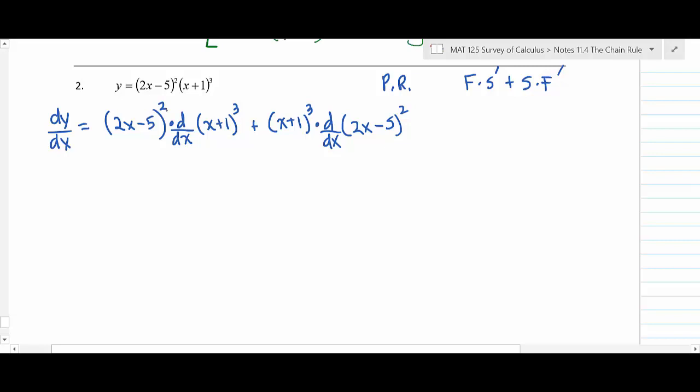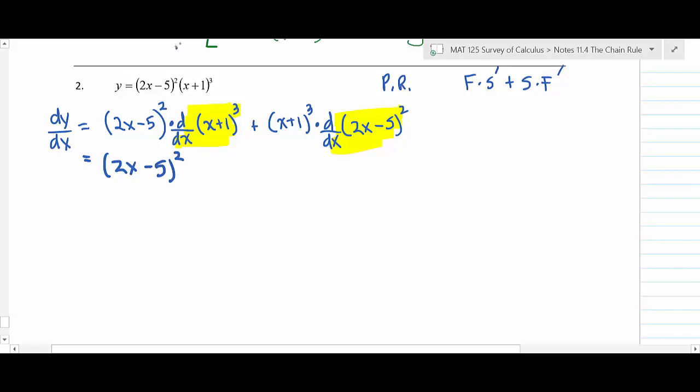Okay? All right, now let's do this. So we've got to do that derivative and we've got to do that derivative. Remember we learned the general power rule. So what did we do? You bring the 3 down, subtract from the exponent, and then you have to multiply by the derivative of what's inside. Okay? So watch this part carefully. Okay, so I'm going to bring this down. That's 2x minus 5 to the second.